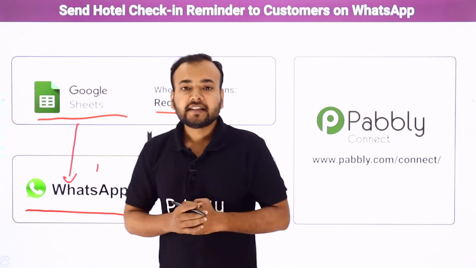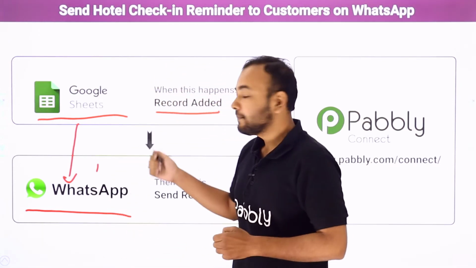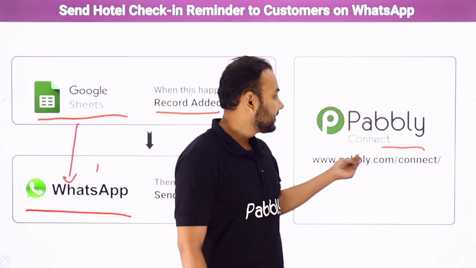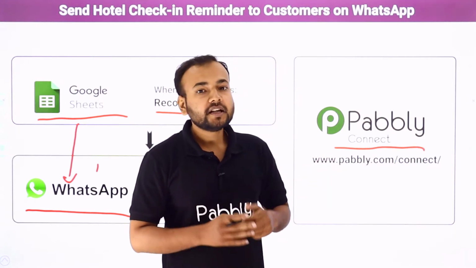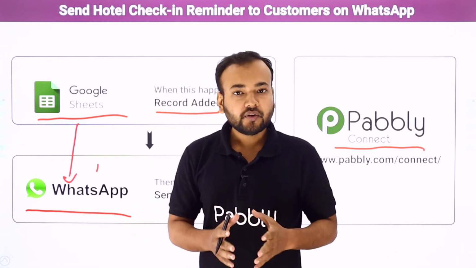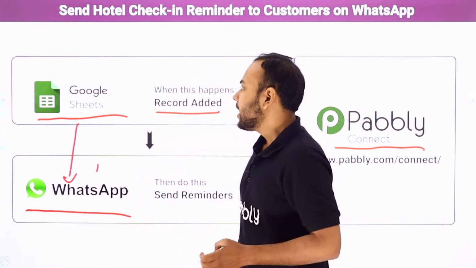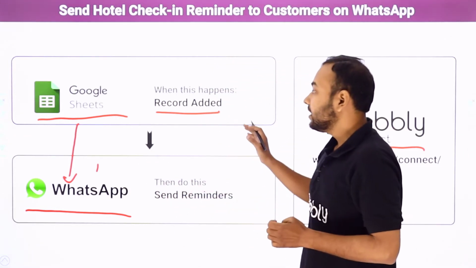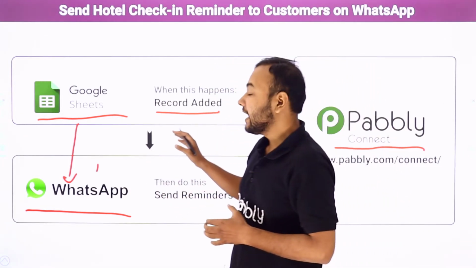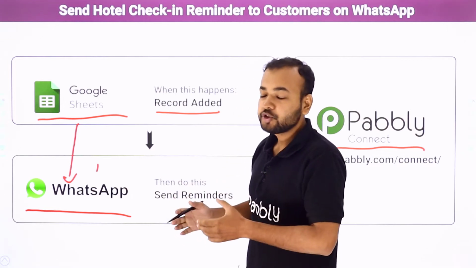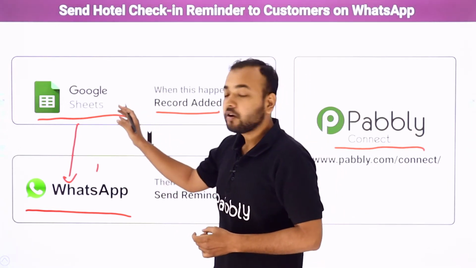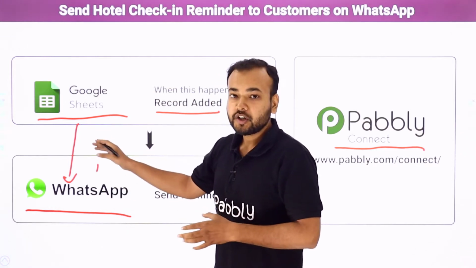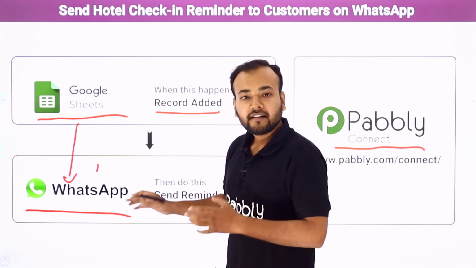Yes guys, this can happen, and to make this happen I am using software called Pabbly Connect. Pabbly Connect is an automation and integration software, and it will connect these two applications together such that whenever you add a new record and the check-in date is approaching, a WhatsApp message gets automatically delivered to the person 2 days before the check-in date, right?